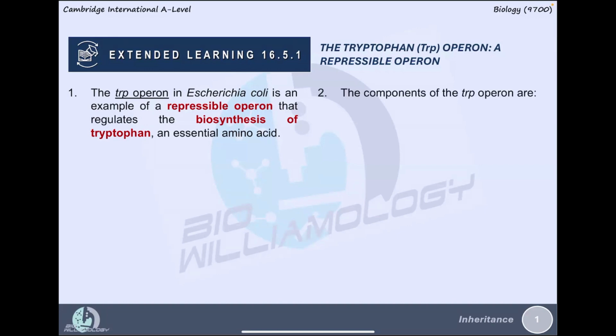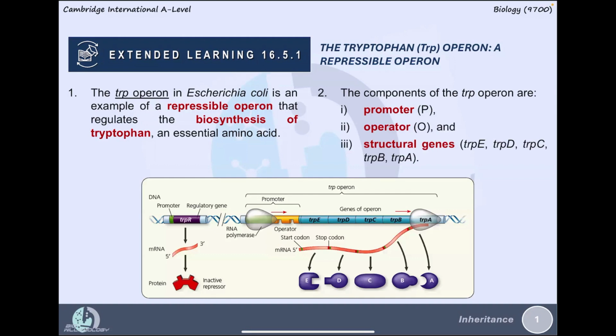So the components of the tryptophan operon are the promoter, operator, and structural genes, which are trpE, trpD, trpC, trpB, and trpA. So in this diagram, you can see that the tryptophan operon consists of the promoter. Here we have a slight mistake. The green color is the promoter and the yellow color is the operator, followed by 5 structural genes.